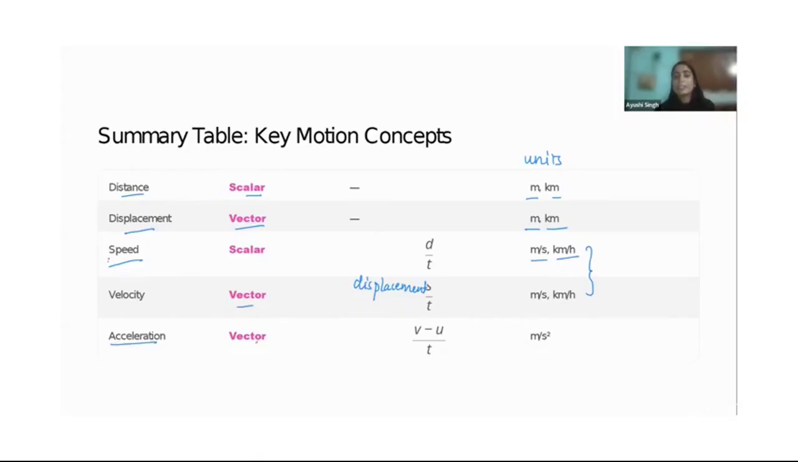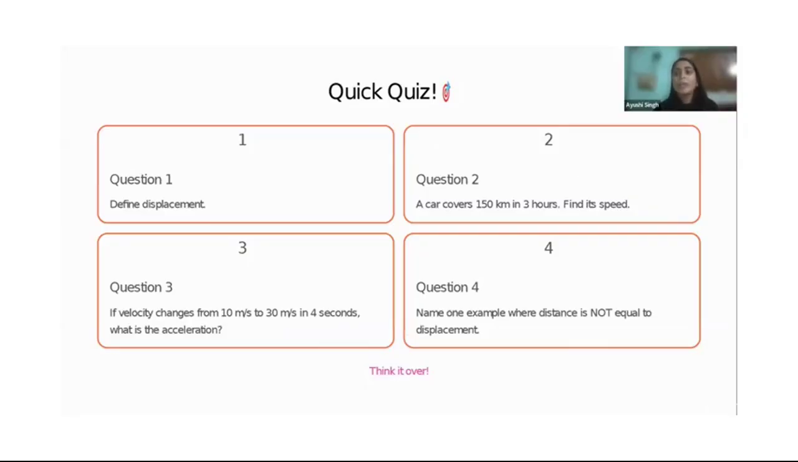Acceleration is a vector quantity again because you are giving acceleration in a certain direction, at a certain point, right? So this is V minus U, that is final velocity minus initial velocity upon time, and its unit would be meter per second square. Okay, I hope you have understood this so far. And you can try solving these questions by yourself and give answers to me. If you have any doubt, you can ask me.